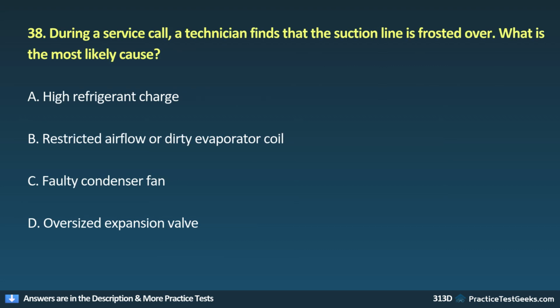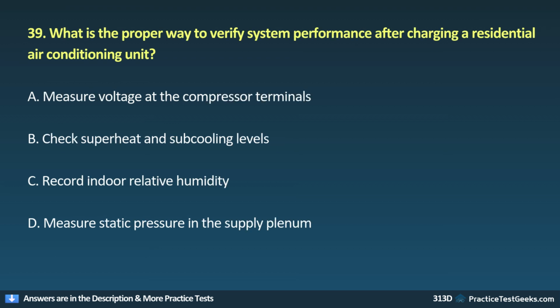38. During a service call, a technician finds that the suction line is frosted over. What is the most likely cause? A. High refrigerant charge. B. Restricted airflow or dirty evaporator coil. C. Faulty condenser fan. D. Oversized expansion valve.